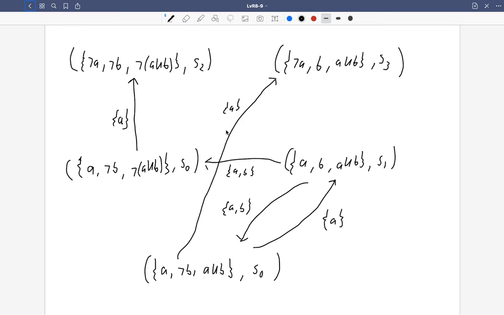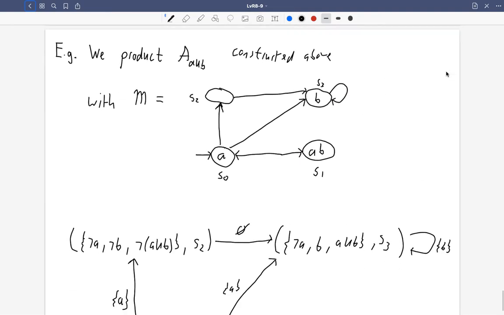Normally one would actually not write all these labels on, because the labels are perfectly well determined for this kind of construction by the state we're starting from. So we're always taking the label as the set of all atoms in the starting state. I'm just doing this to write it completely here, but it would be perfectly reasonable not to write it. Here we have the empty set because there are no atoms here. And there's also the self loop here. And that is all the transitions, as you can check in the transition system.